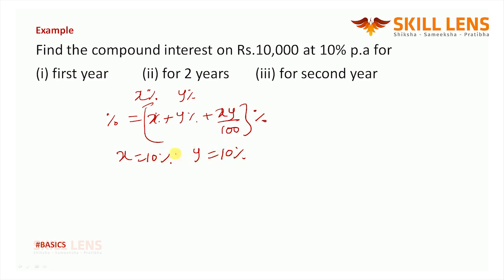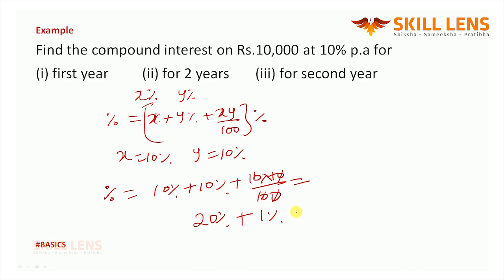So let's plug in the values. Which is 10% plus 10% plus 10 into 10 by 100. So that's going to be 10 plus 10, 20%, plus this will give you 1%. Together it's going to be what? 21%. So directly you can get your answer. So whenever it is 2-year compound interest, 3-year compound interest, you can directly use this formula. You will get it out.